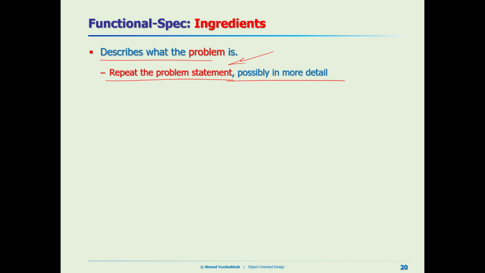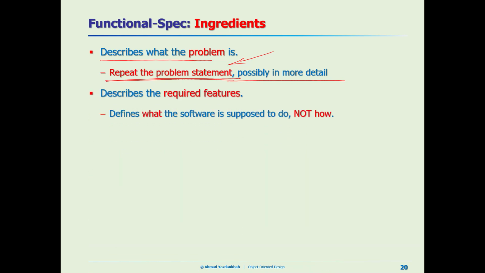But in the worst case, you can just copy and paste from the client, this way. And also it describes all of the required features, right? So here we just describe the problem, but here we are in detail now. We are enumerating all of the features that are demanded by the client.